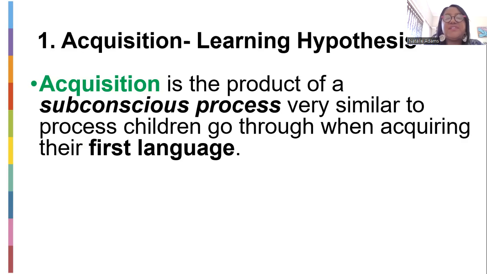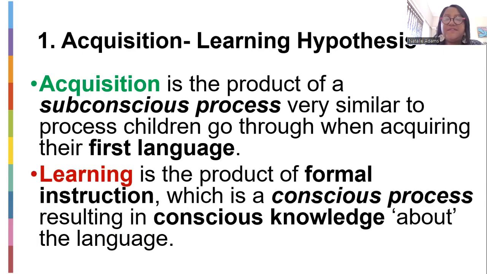And he says acquisition is the product of a subconscious process, very similar to the process children go through in acquiring their first language. So he says the second language also is often a subconscious process. It's very similar to how a child acquires the first language. Learning is a product of formal instruction, which is a conscious process resulting in conscious knowledge about the language. So yes, he agrees that acquisition is a subconscious process, but learning is formal instruction. It's a conscious process, okay? So that is what we need to remember about the acquisition-learning hypothesis.